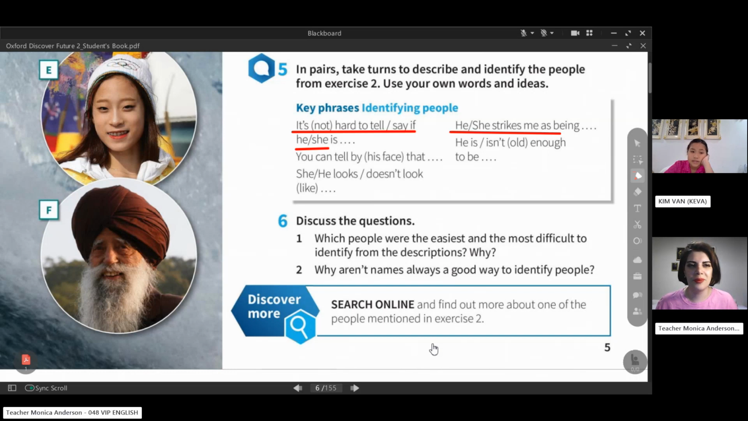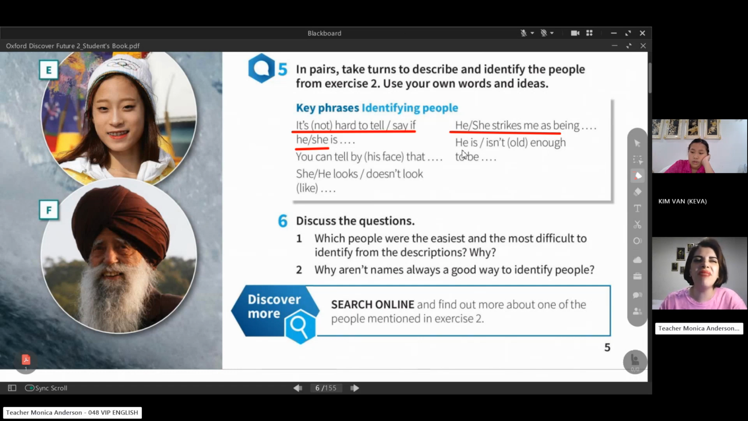You say we need to guess. Yes, it's something like we think about someone. For example, when we see someone, actually we think about an actor, an actress, or someone else. For example, you strike me as being your mom, because when I see you, I think about your mom because you look like her. So you can use this phrase: she or he strikes me as being, for example, someone.